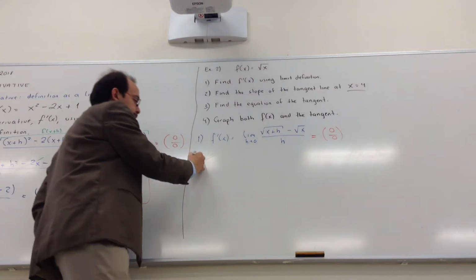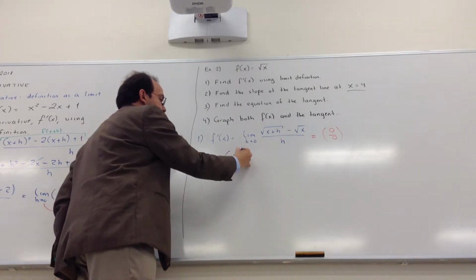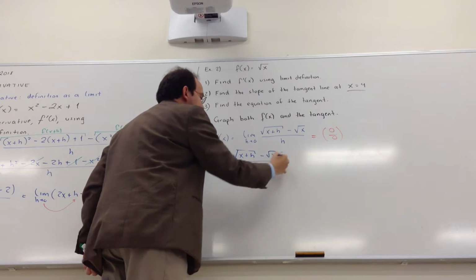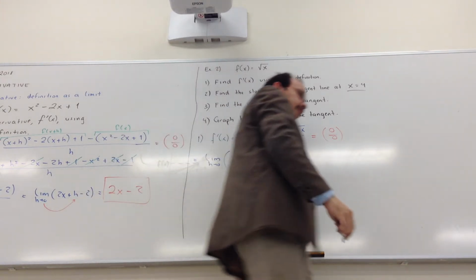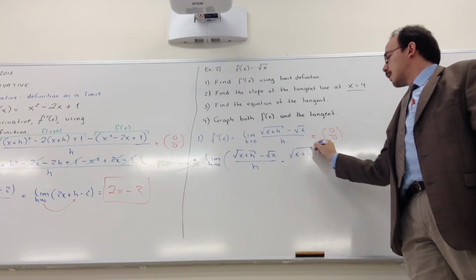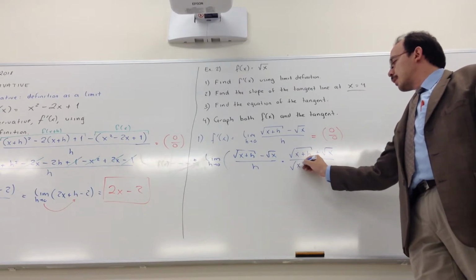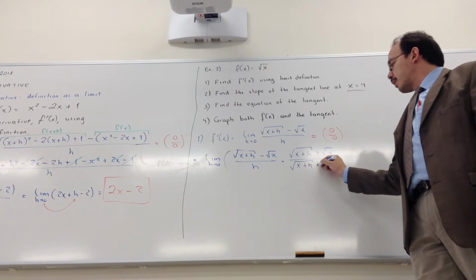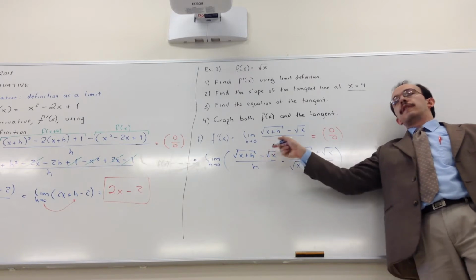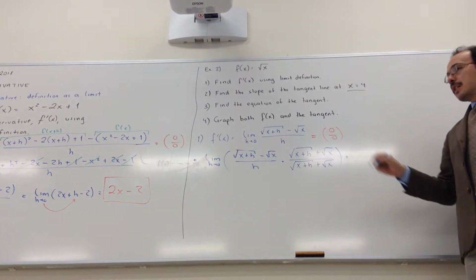Rationalize, good. Limit h approaches 0 of square root of x plus h minus square root of x over h times what? Plus square root of x over the same. Remember, if you have square roots, you need to rationalize, you need to multiply times the conjugate of the binomial with the square root. Okay? Equal to what?